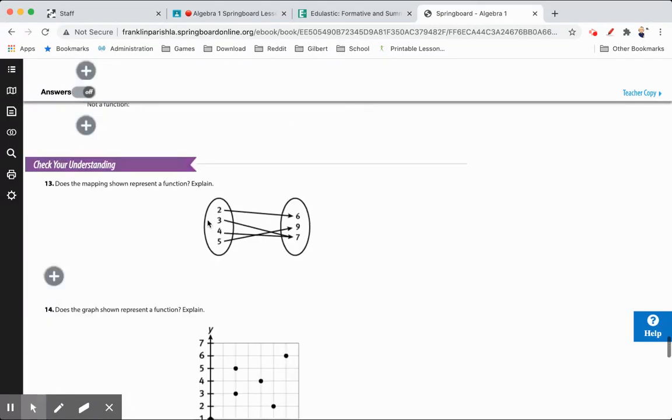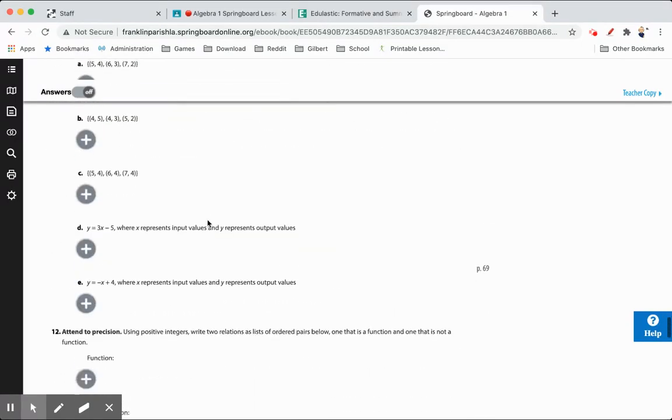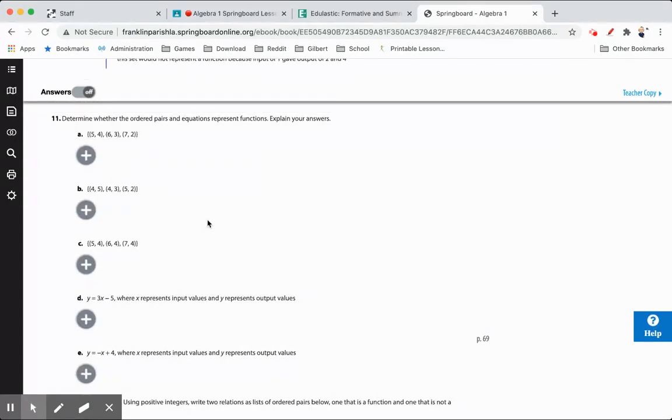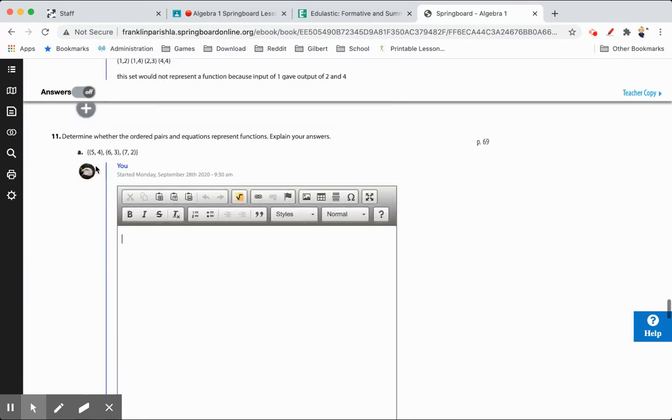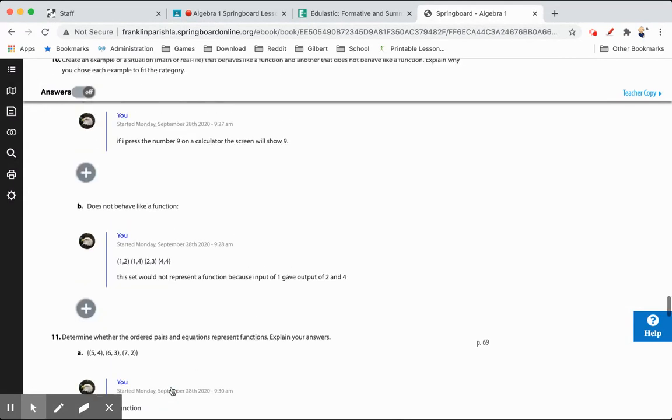All right, let's look and see number 11. Determine whether these ordered pairs or equations represent functions. Okay. So (5, 4), (6, 3), (7, 2). That is a function. You put in a 5, you get a 4. Put in a 6, you get a 3. Put in a 7, you get a 2. You get one thing for each one of those.